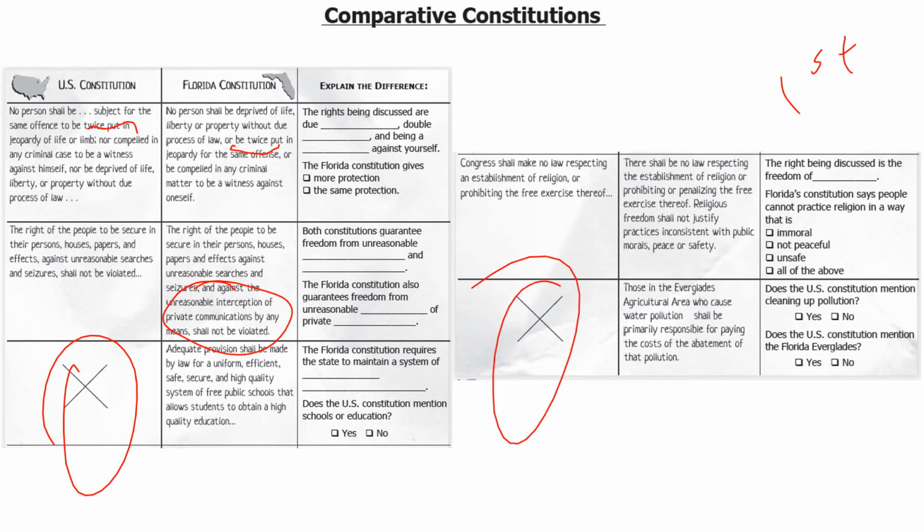So this question: does the U.S. Constitution mention the Florida Everglades, or does the U.S. Constitution mention cleaning up pollution? Refer to the X over there. You should be able to figure that out. Those in the Everglades agricultural area who cause water pollution shall be primarily responsible for the cost of the abatement of that pollution. So again, our Constitution doesn't really talk about that, but the Florida Constitution does, because, well, why would the U.S. Constitution talk about a landform in Florida?